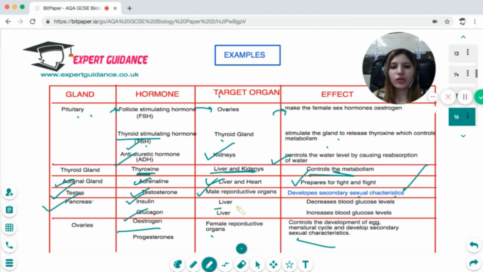The target organ is the liver, and the insulin decreases the blood glucose level, and the glucagon increases the blood glucose level. Ovaries release estrogen and progesterone, which target the female reproductive organs, control the development of the egg and the menstrual cycle, and develop secondary sexual characters. So these are some of the examples of the hormones with their glands, their target organs, and their effects, and you should remember them all.